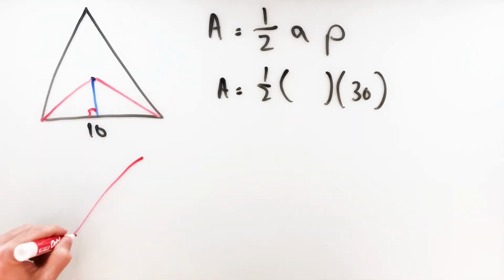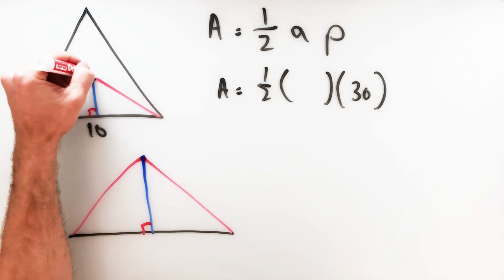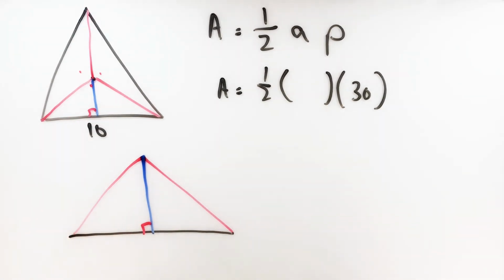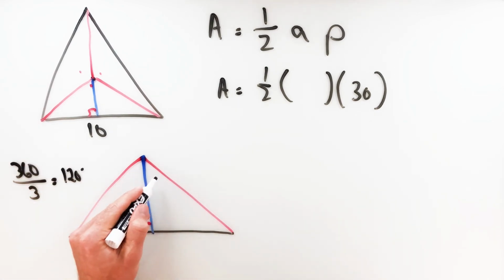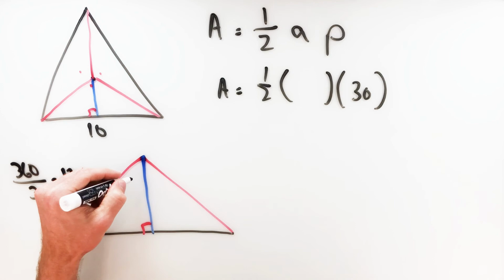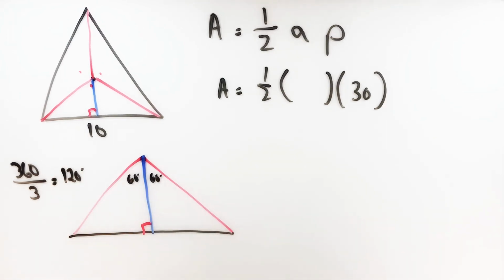So if I draw this bottom triangle here just a little bit bigger, what I want to do first is find that central angle up there at the top. To do so, I'm going to take 360 divided by the number of central angles, which is 1, 2, 3. So 360 divided by 3 is going to get us a central angle of 120 degrees. So this whole angle is 120, again split in half by that apothem. 120 divided by 2 is 60.